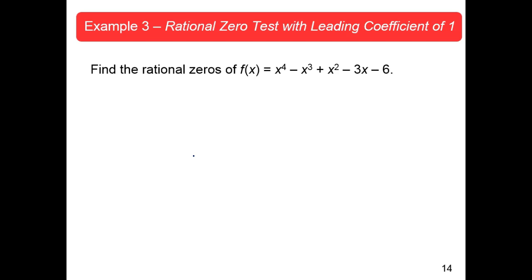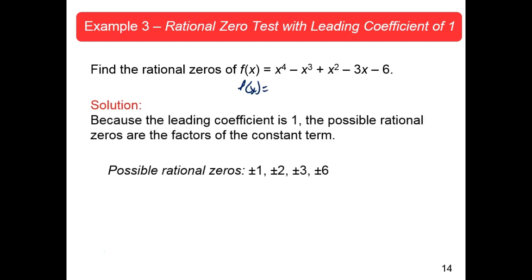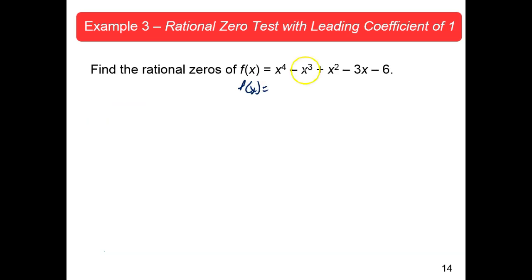All right, so let's do example 4. Find the rational zeros of this function. f of x equals 2x cubed plus 3x squared minus 8x plus 3. All right, where do we begin?